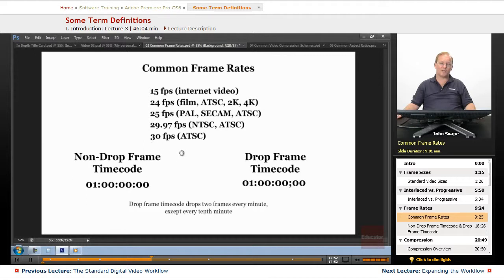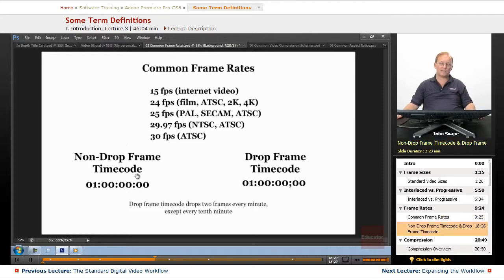If you're having 60 frames a second, most likely you're doing slow motion, because then when you drop the speed to 50% inside of Premiere, it'll be a smooth slow motion at half speed. That's usually the only reason you want 60 frames a second is to do slow motion. Otherwise, you're just wasting space on your little memory card that you're recording your video to. So those are all of the common frame rates.